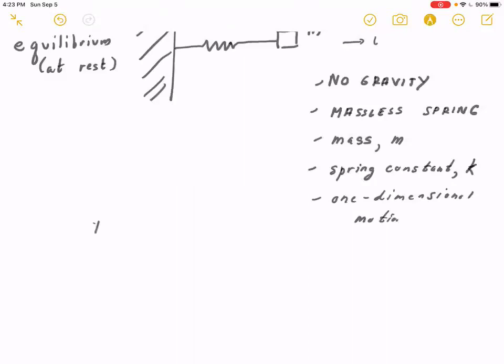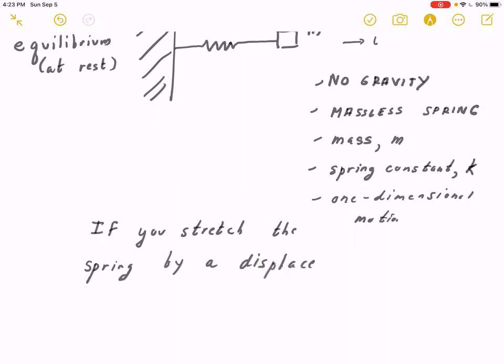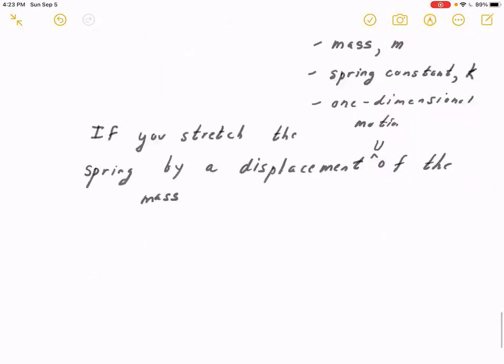So let us look at this system now, which originally is at rest or in equilibrium. And now let's stretch the spring by a displacement of the mass, m, and this displacement of the mass we'll call u. So, as advertised before, rulers are your friends.